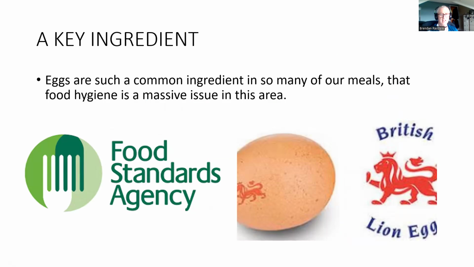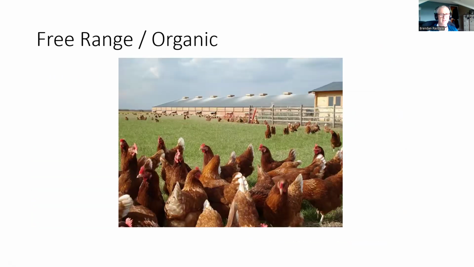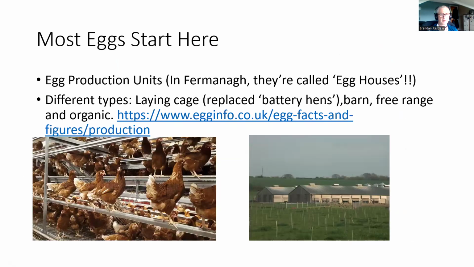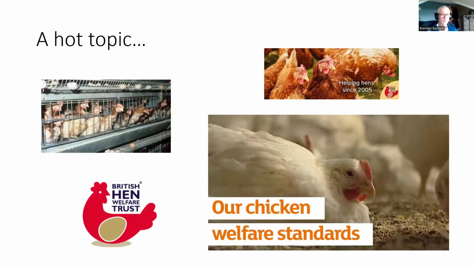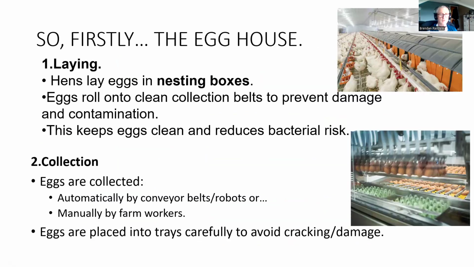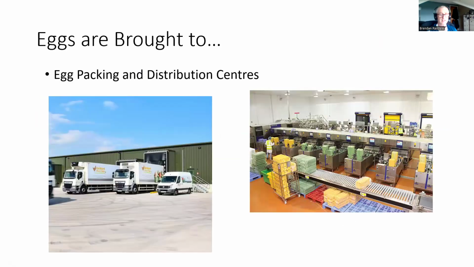Eggs, okay. Big idea. We're fine with that. You've probably heard of sky eggs, different types of laying, free range, egg production units, egg houses. Okay, there used to be battery farms a long time ago. The big one is welfare standards; cages have really moved on from those. So hens lay their eggs in nest boxes. They're collected, moved by belts or whatever, sometimes collected manually, and placed in trays. We're not that interested in that.